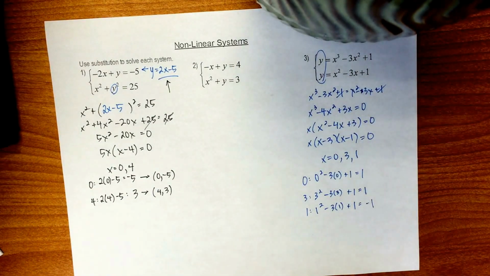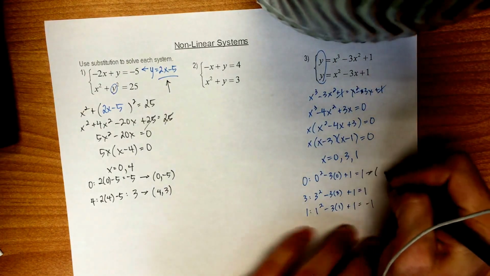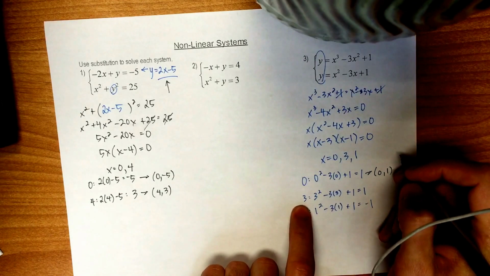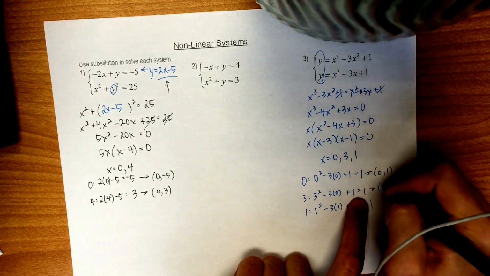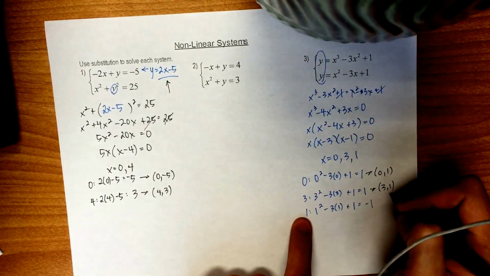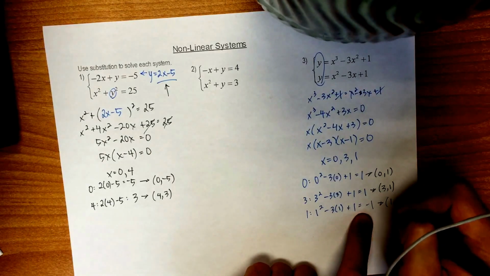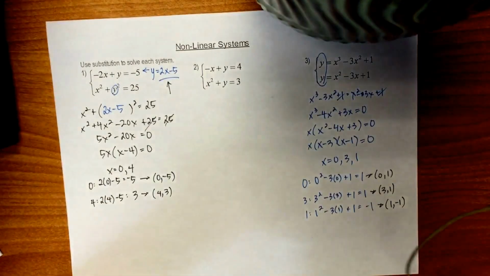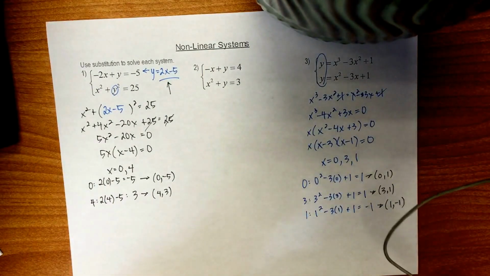So, what do my ordered pair solutions look like? There are 3 of them. The first one, we plugged in 0, got out 1. 0, 1. We plugged in 3, got out 1. 3, 1. We plugged in 1, got out negative 1. 1, negative 1. There are your 3 solutions for your nonlinear system. Make note of what questions you have so that you can ask about them in class.